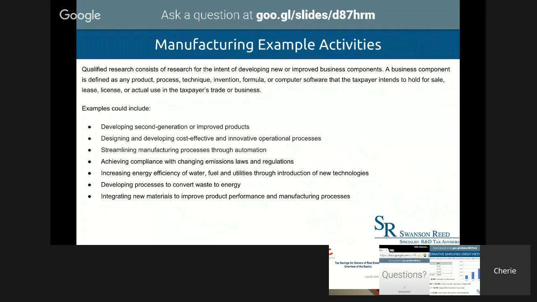Thanks, Mike. Let's take a minute to look at some of the most common activities that we've seen within the manufacturing industry that qualify for the R&D credit.